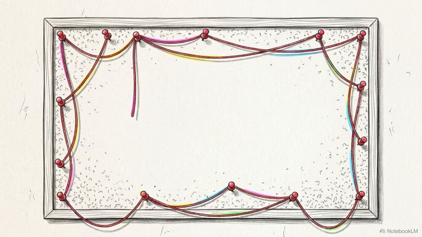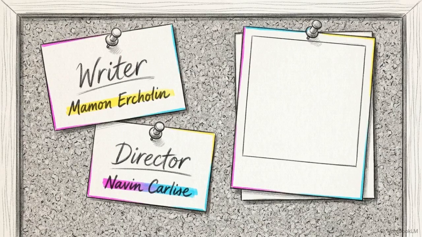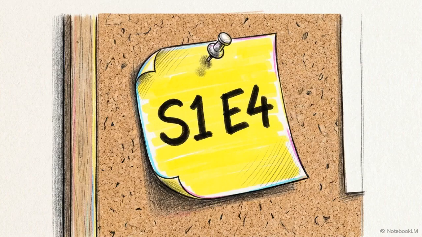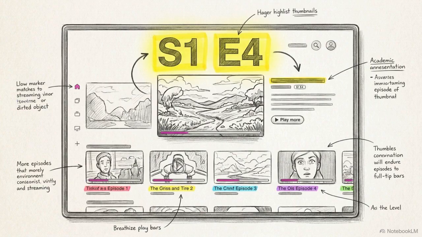For a standard episode, we must collect specific markers: the episode title and year, the writer and director, the series title, season and episode number, and the broadcaster. Most streaming interfaces display these details near the episode thumbnail. The season and episode numbers are highlighted here, appearing just before the individual episode title.